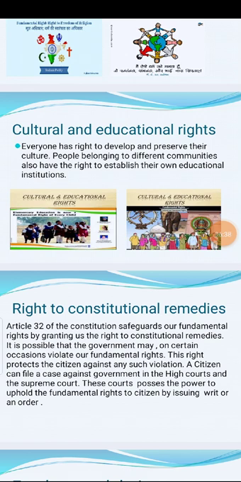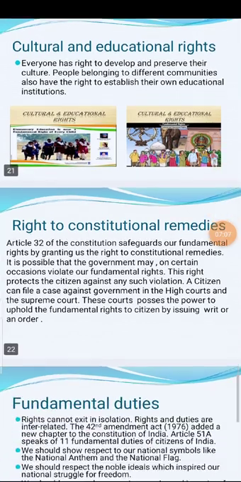A citizen can file a case against the government in high courts and the Supreme Court. These courts possess the power to uphold the fundamental rights of citizens by issuing a writ or an order. Writ means official order. Okay, so you can say that our Constitution granted this right to us for our welfare, or you can say that the government cannot violate our fundamental rights.